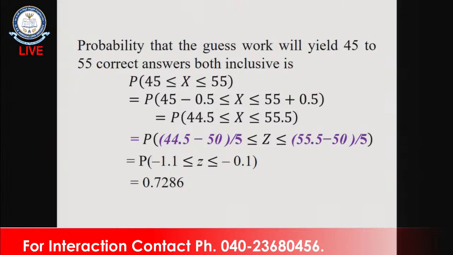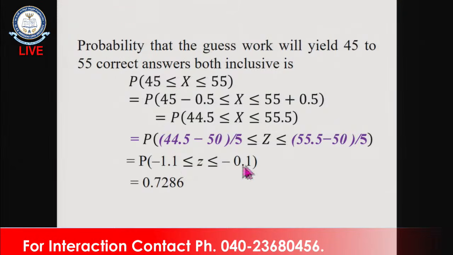45 minus 0.5 is less than or equal to x is less than or equal to 55 plus 0.5. After simplifying these two, we get the probability of 44.5 is less than or equal to x is less than or equal to 55.5. Now again convert into Z scale, and after getting the Z, I will get these values.